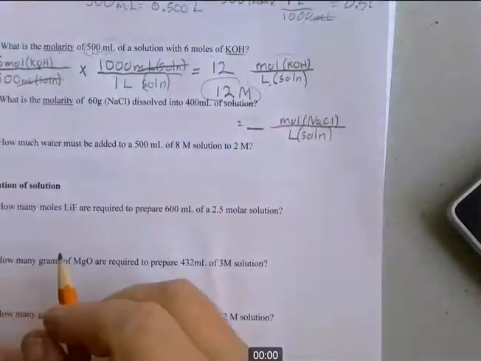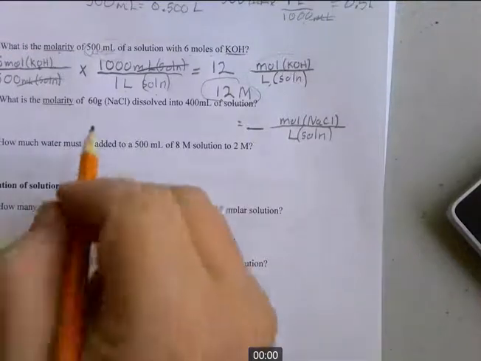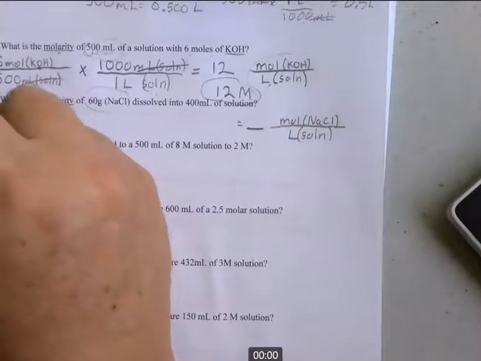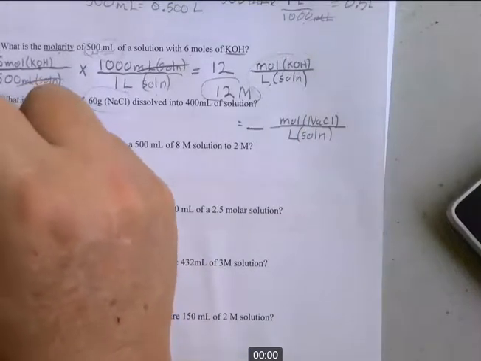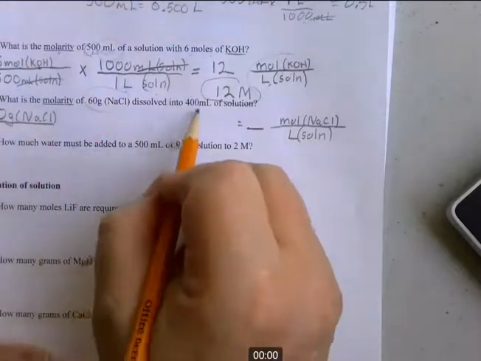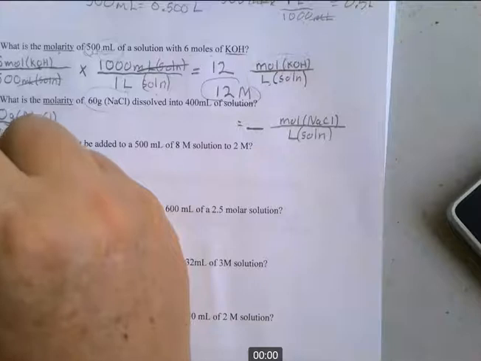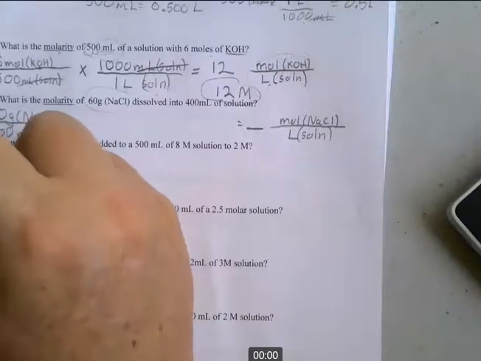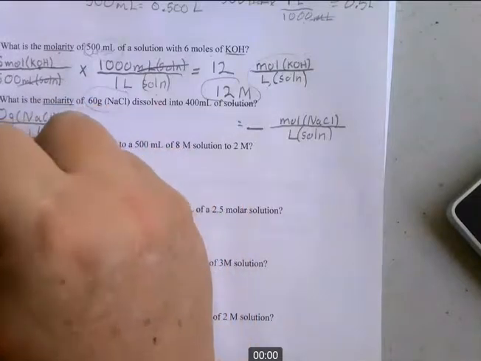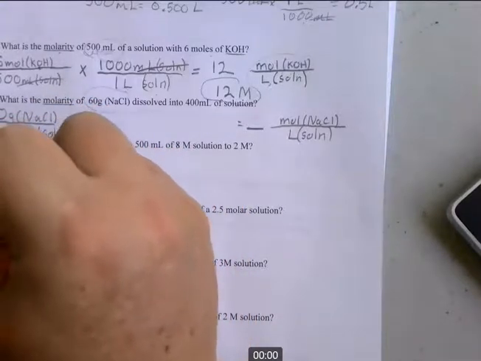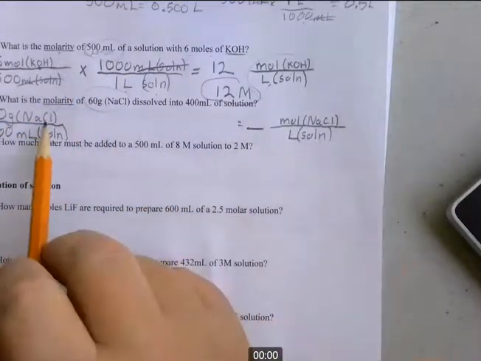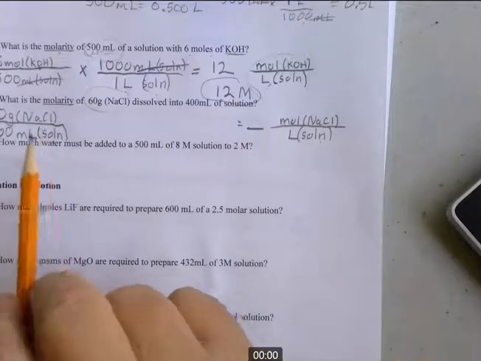All right, so what am I starting with? Well, I'm starting with 60 grams of NaCl. I want NaCl on the top, so I'm going to put that on the top up here. And on the bottom, I have 400 milliliters of solution. And again, if in your head you want to quickly convert that to 0.4 liters, that's fine. Okay. So I'm starting off with solution on the bottom, NaCl on the top. So take them one at a time.